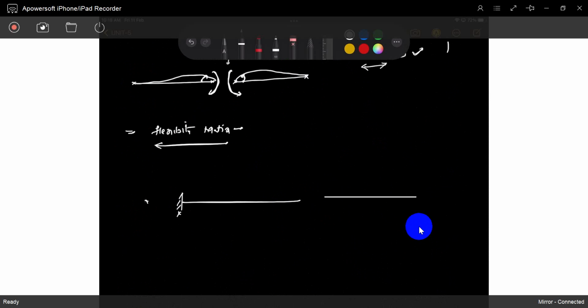But we take MA and MB as unknowns, so we release those two, and for that released structure we have to find out the flexibility matrix. That is also one point. That's why we use the released structure. What is that released structure? The released structure is here. That's it. These are the released structures now.